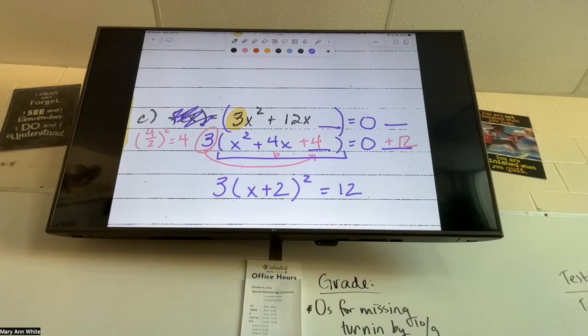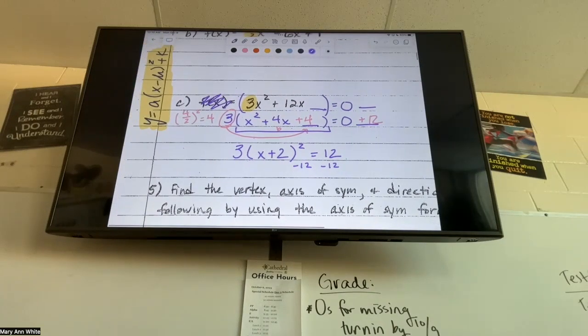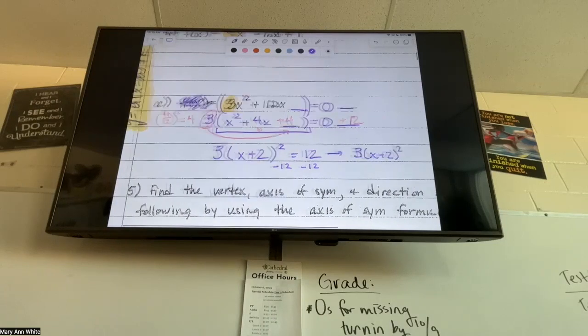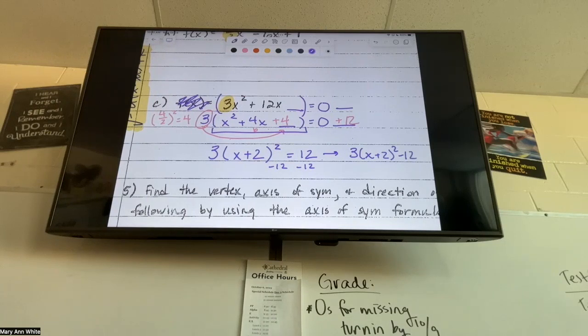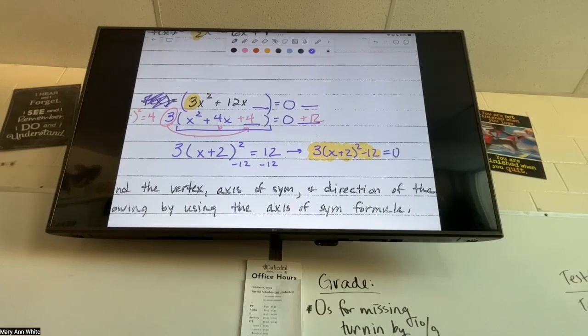Normally here we would start getting x by itself, but I actually don't want to do that. We're going to do something a little counterintuitive. I want to minus that 12 from both sides so that everything is on the left-hand side so that it looks like my vertex form. So it's going to be 3 times x plus 2 squared minus 12. You can either set that equal to 0, you can set it equal to y, you can set it equal to f of x, you can just leave it without it equal to anything, I don't care, whatever makes you happy, because at the end of the day, I'm finally in vertex form and that's all I care about.